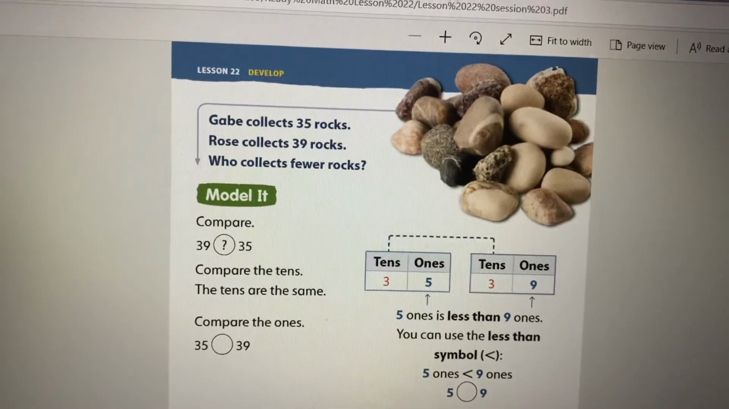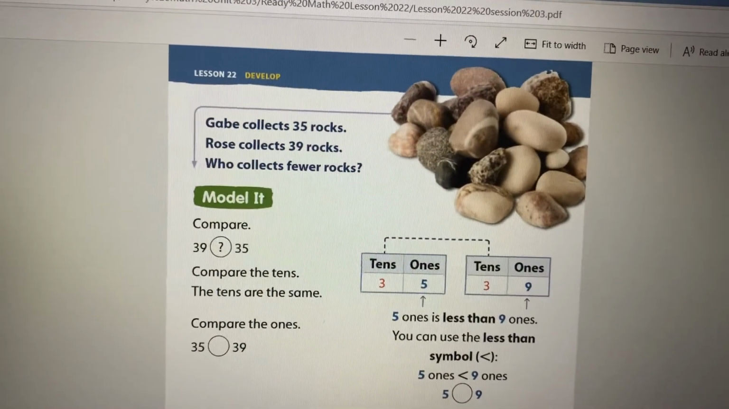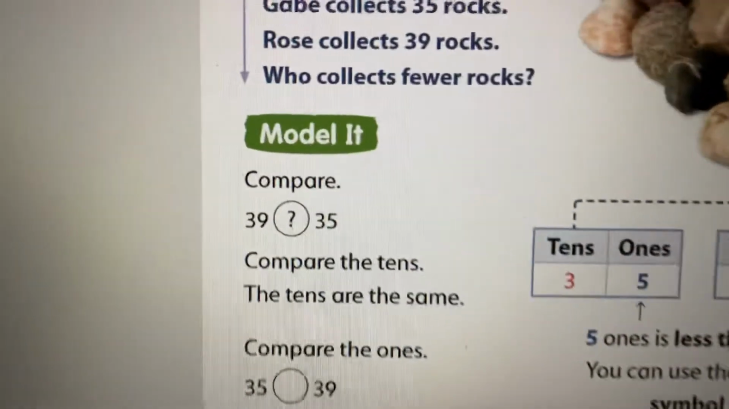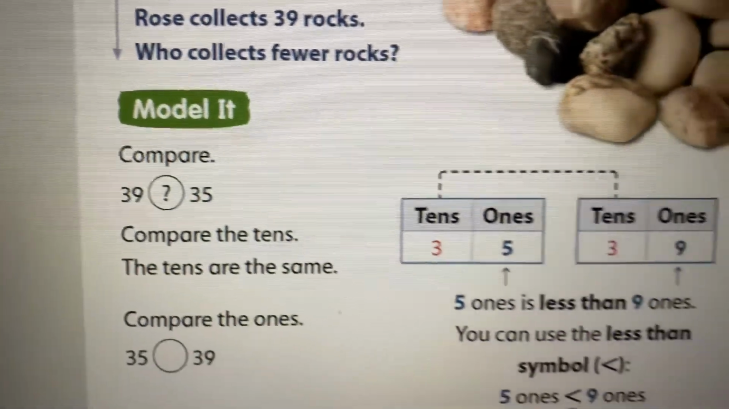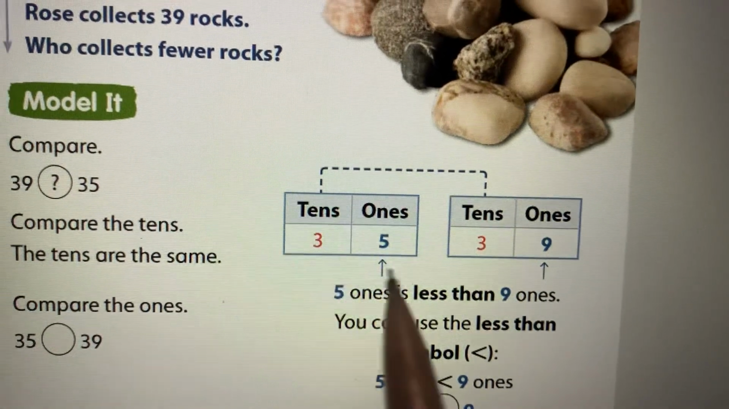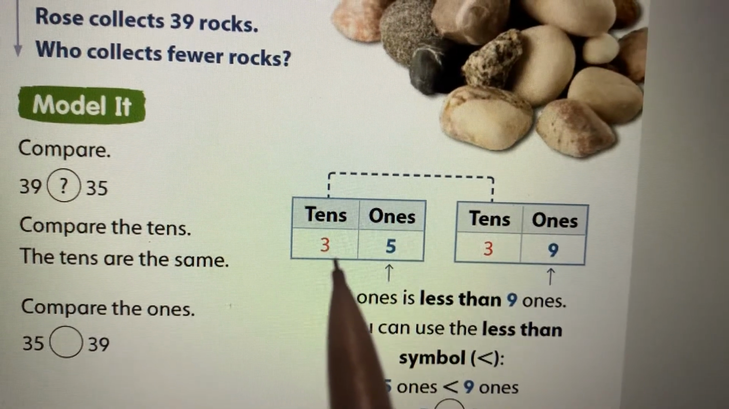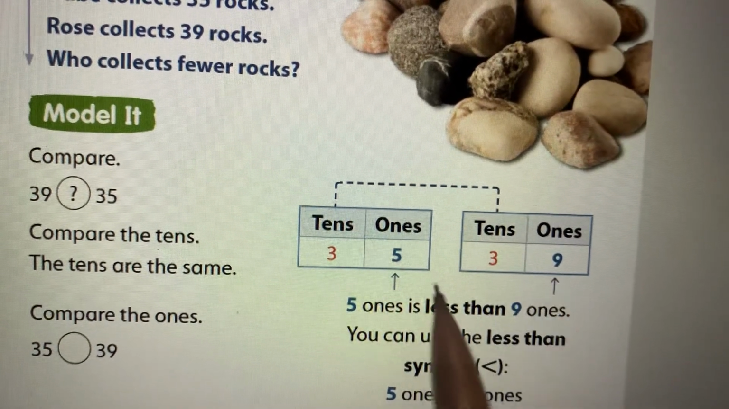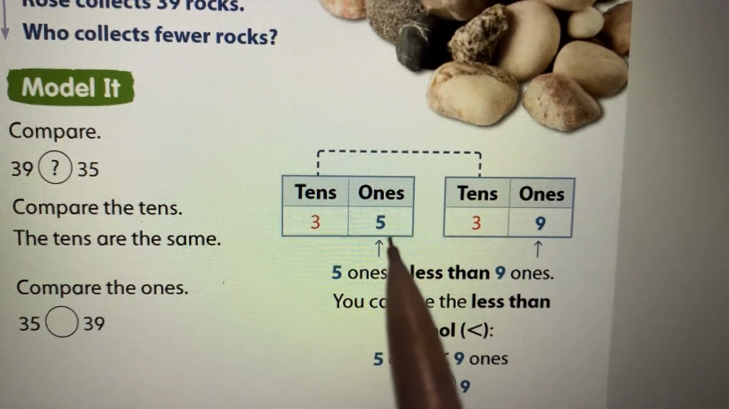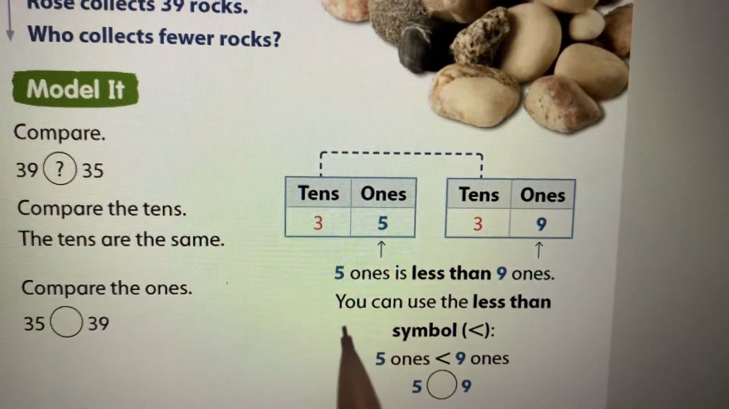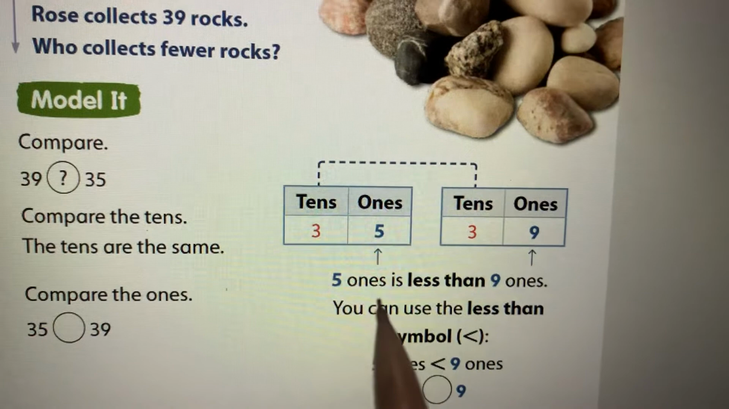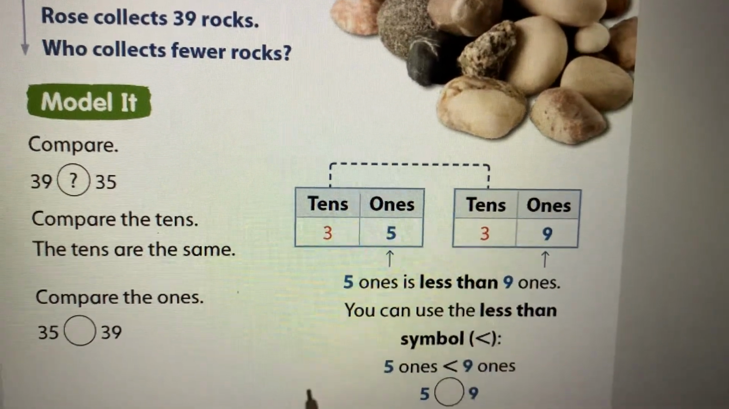So we're comparing 39 and 35. Right here we are. So if you look over at the little chart that they wrote for us, we see that the tens places are the same, but the ones are different. Which one has fewer or less? You're right, 5. 5 ones is less than 9 ones.